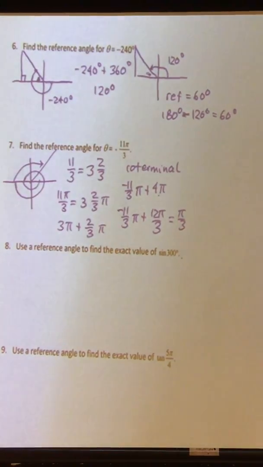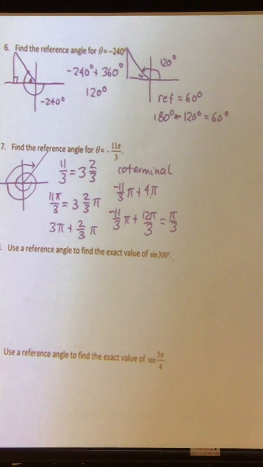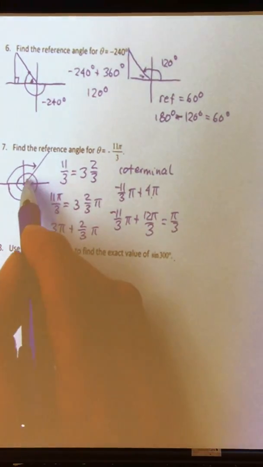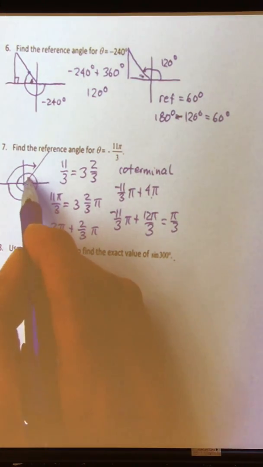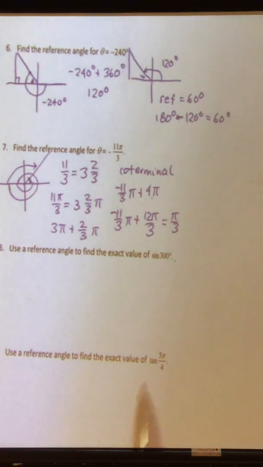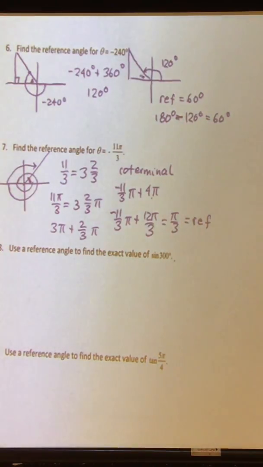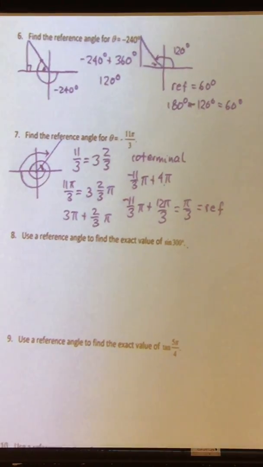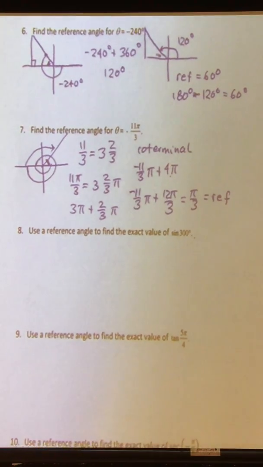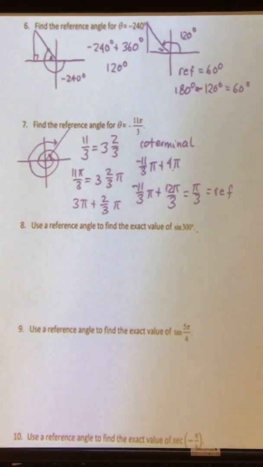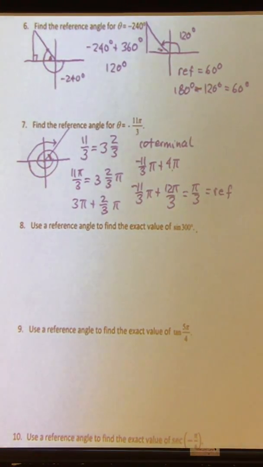Now what's nice about this is pi over 3 is our coterminal angle, but that's also this angle here in the first quadrant, which is our reference angle. So in this case, our coterminal angle happens to also be our reference angle, and that happens anytime you're in quadrant 1. If you're not in quadrant 1, you have to proceed to the next step to find the reference angle.